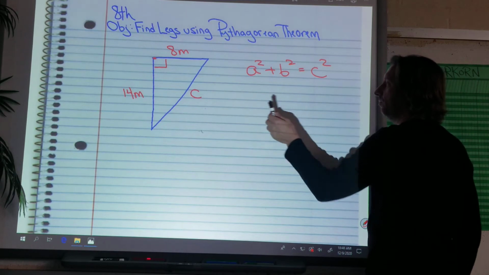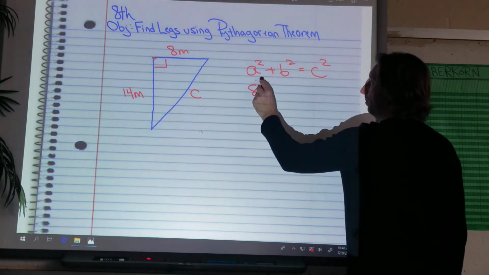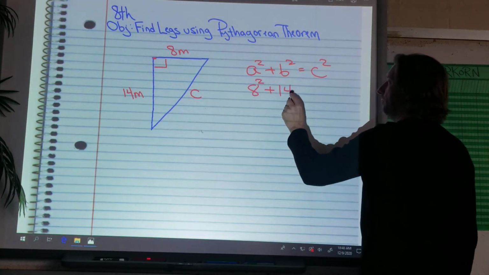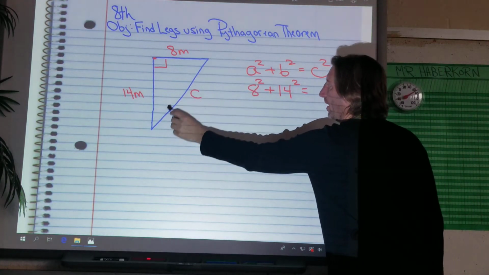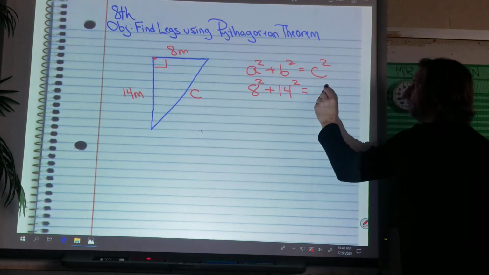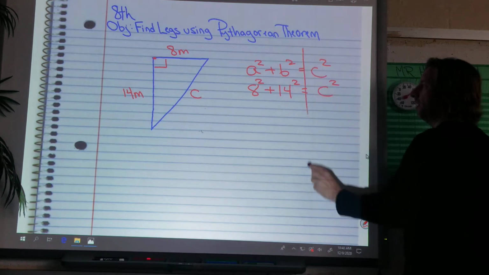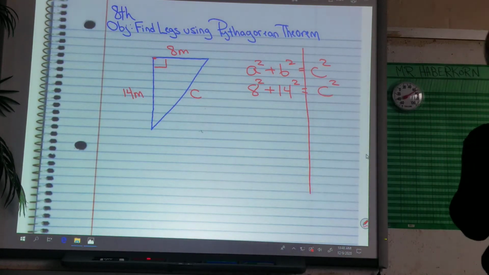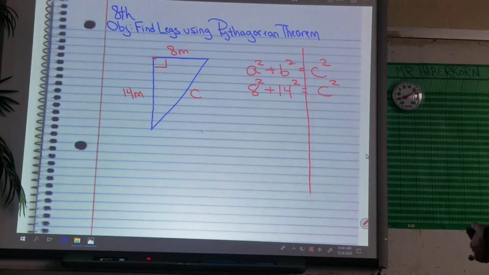So in this one, I have 8 squared plus 14 squared. And we don't know the hypotenuse, right? Which is the long side, C squared. So these are like the ones we did the other day, okay? But this one's not going to come out perfect, I don't think.